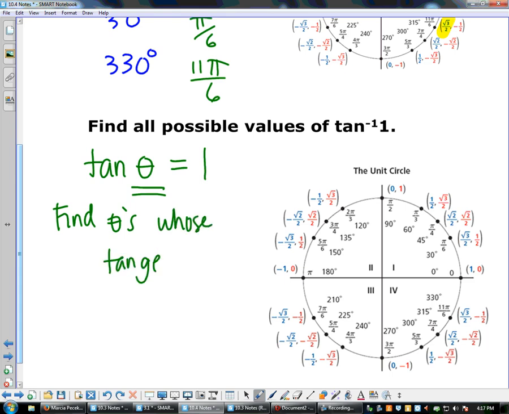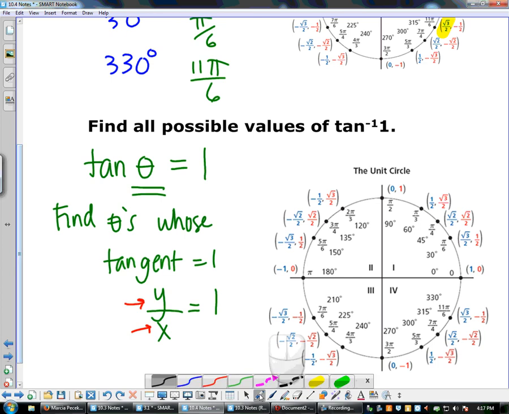Now, if you remember how we found tangent, tangent is really the y-coordinate divided by the x-coordinate. So if I look on my unit circle, I want to look for something that would reduce to 1. If it's going to reduce to 1, they must be the same on top and bottom. This is also a positive 1, so my x and y coordinates must have not only the same value, but also the same sign.